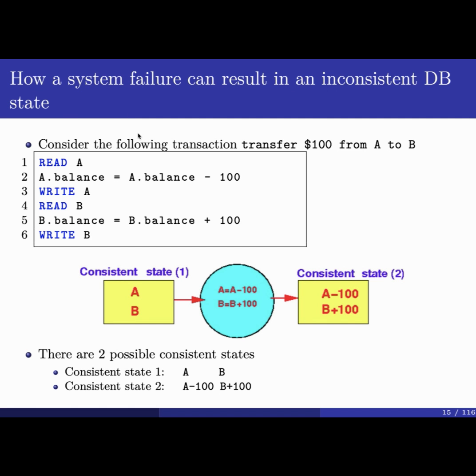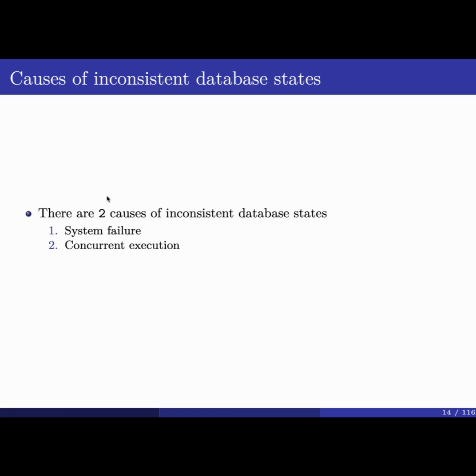So let's go with an example. For the first example, we're going to see how a system failure may cause an inconsistent state. After that, we have another example using concurrent execution, to see how concurrent execution of transactions can cause the database to become inconsistent.